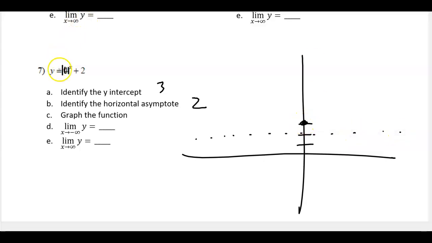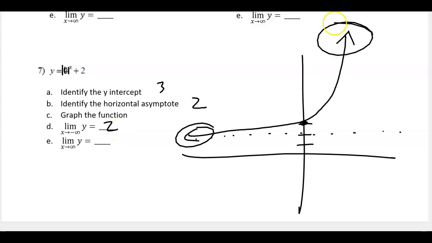And then based on the shape, I've got a positive a with a b value greater than 1. So that's going to be flat on the right, hits the asymptote, the y-intercept, and then goes up. Meaning my left end behavior is 2. My right end behavior is infinity.